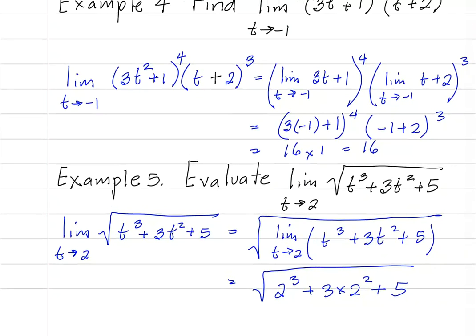So this will be the square root of what? The square root of 8 plus 12 plus 5. So this would be the square root of 25, which is 5. So the limit of the square root of t cubed plus 3t squared plus 5 as t approaches 2 is 5.